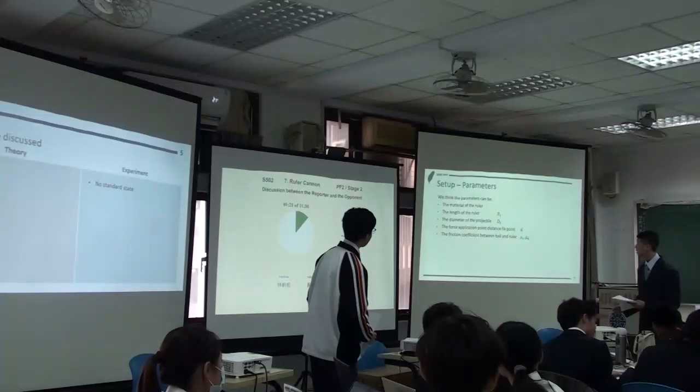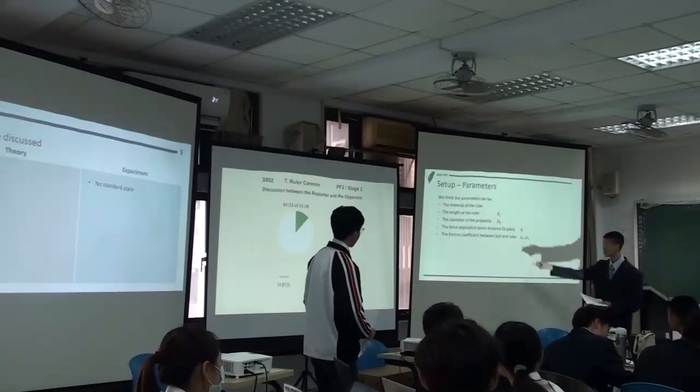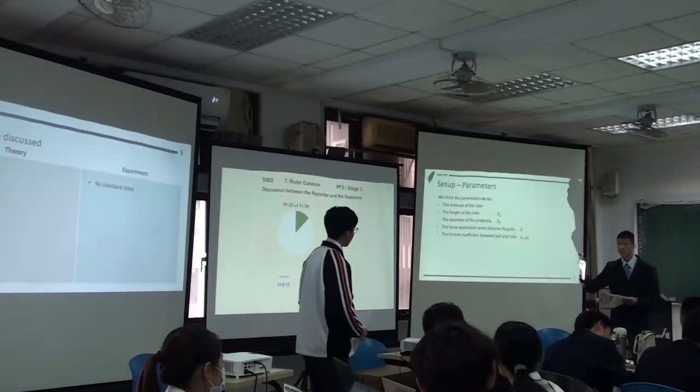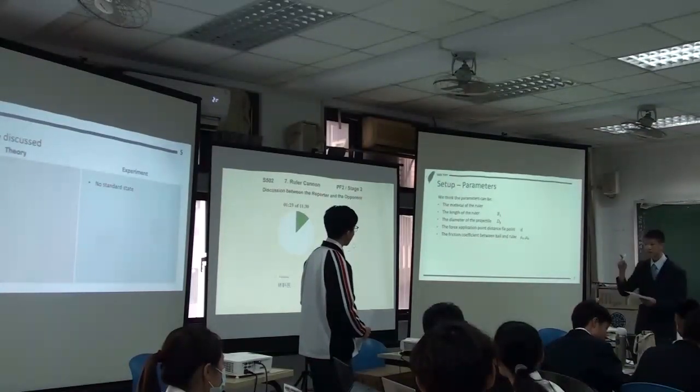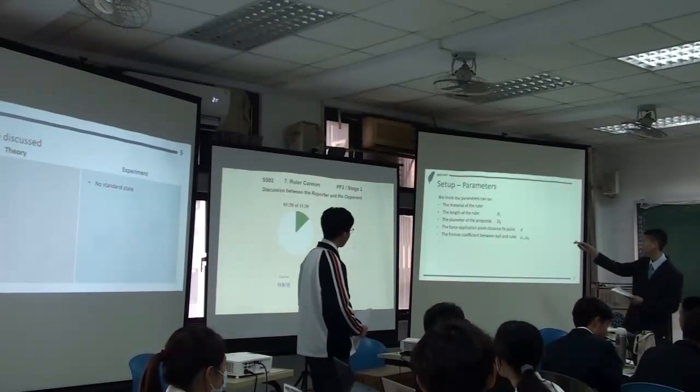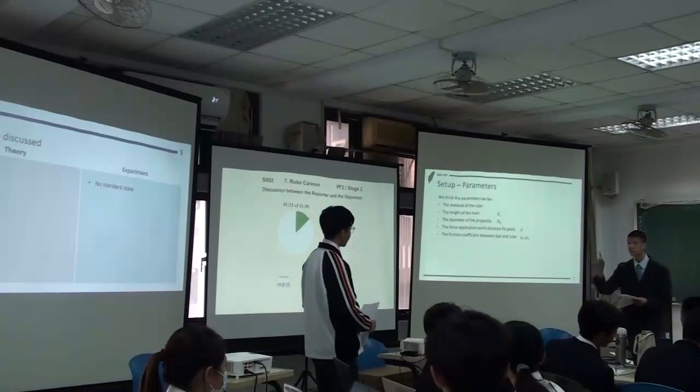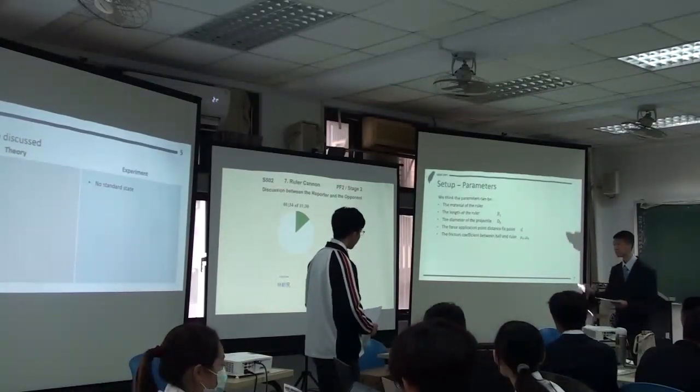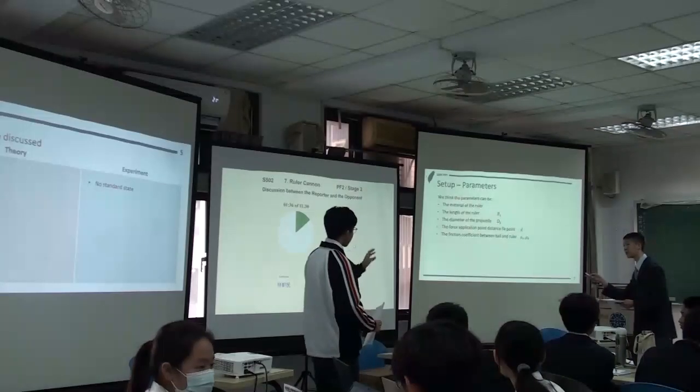And then there are some parameters. For the length of a ruler, that is 11.8 centimeters, and for the diameter of the projectile, that is 1 centimeter. Is that what you want? Yes, that's what I want.